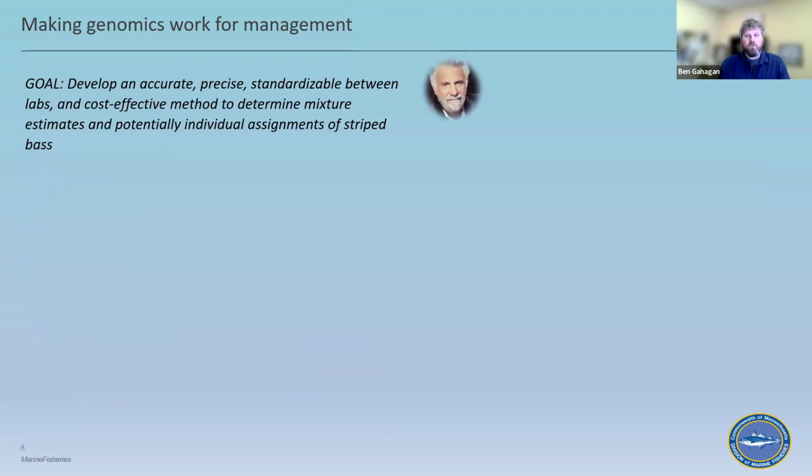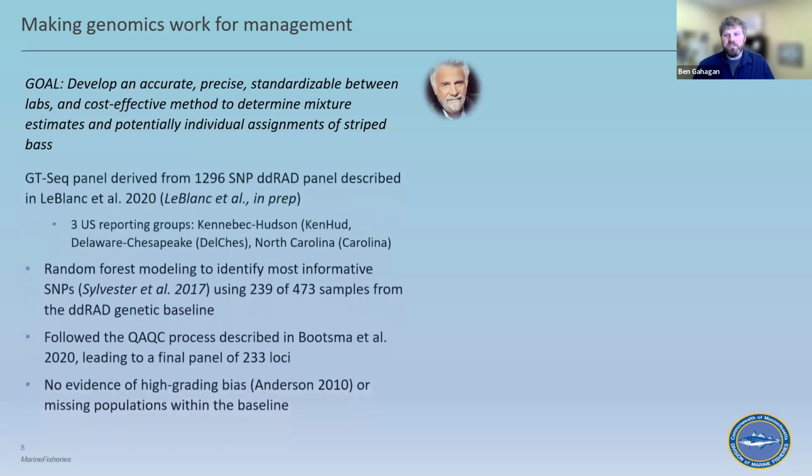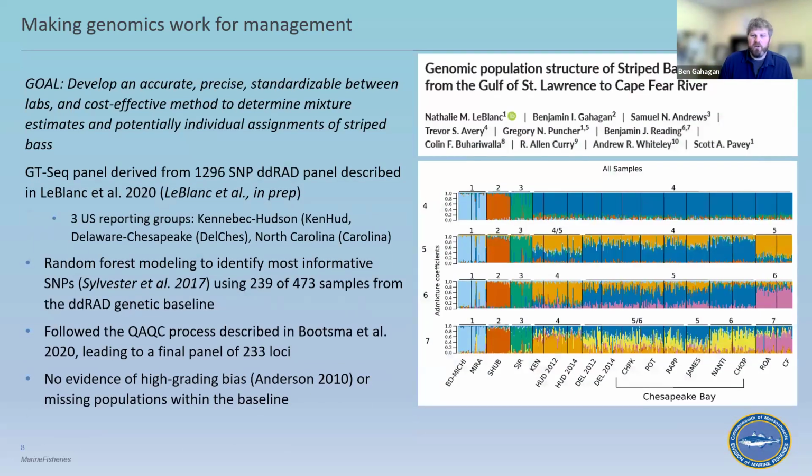The goal of our project was to develop an accurate, precise, standardizable between labs, and cost-effective method to determine mixture estimates of potentially individual assignments of striped bass. And to do this, we started with the DD-RAD panel we published in 2020, and we looked for a smaller subset of loci that would be the most informative for GSI purposes.